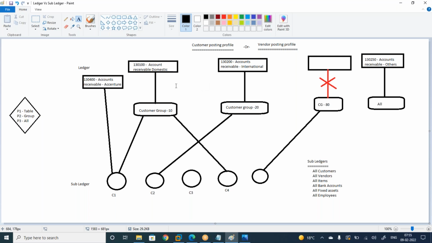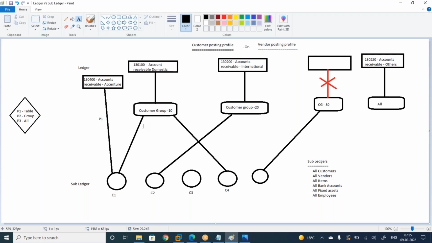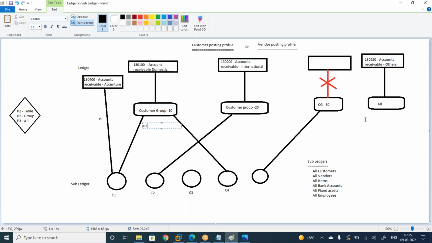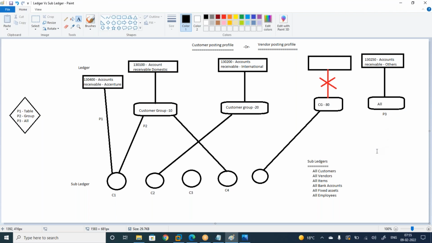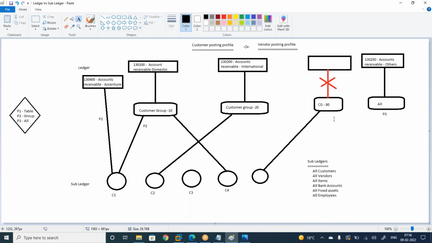Ledger subledger concept. The first priority is this one, priority 1, table level. This is priority 2, and this is priority 3. The code was already written inside the system. You need not do anything. Just the technical people are clear about this one, but you should know about those details. Okay, so any more quick questions please?